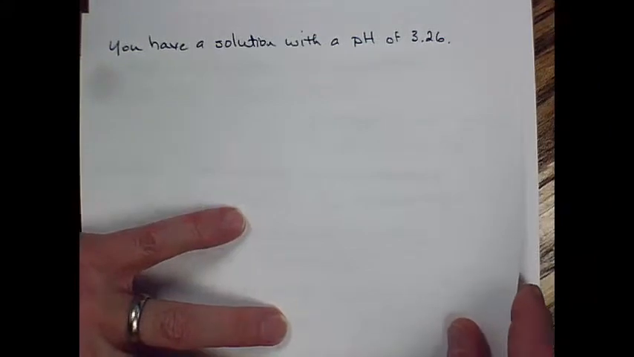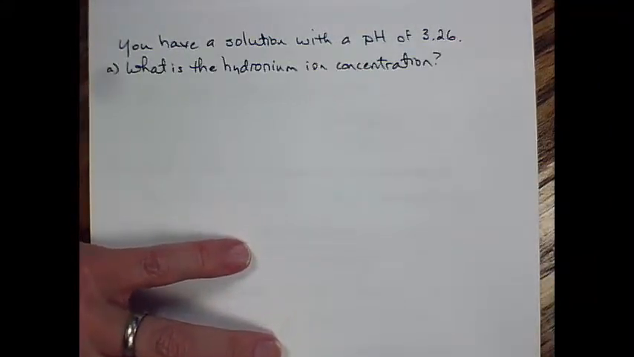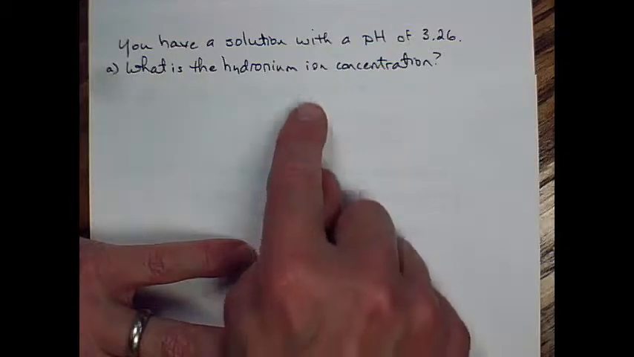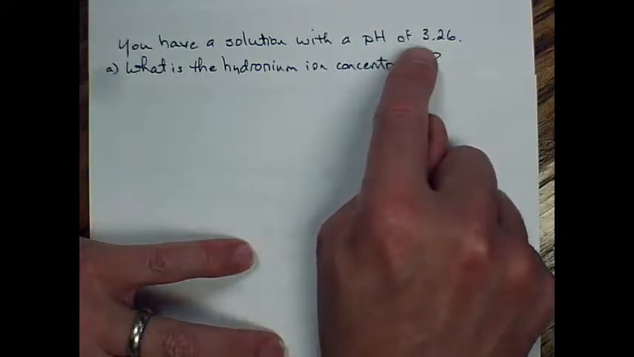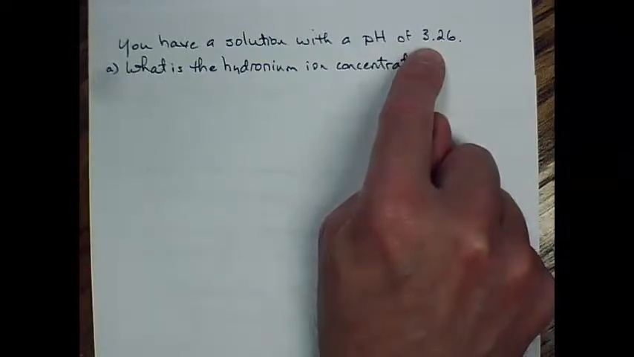All right, let's start with this problem: you have a solution with a pH of 3.26, and the first thing we're going to do is find the hydronium ion concentration. Hydronium ion concentration is determined from pH by putting the pH as a negative exponent on a base of 10.